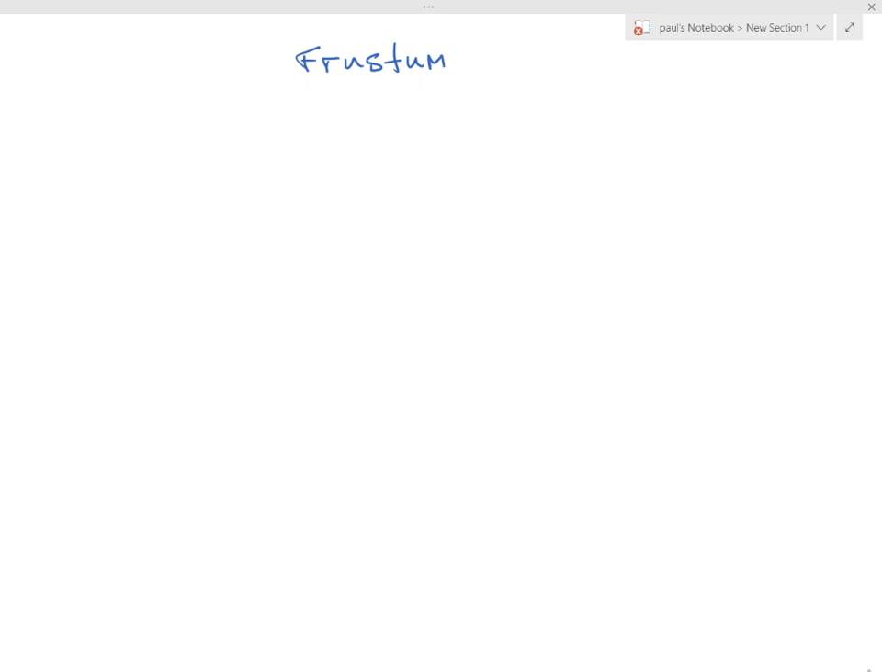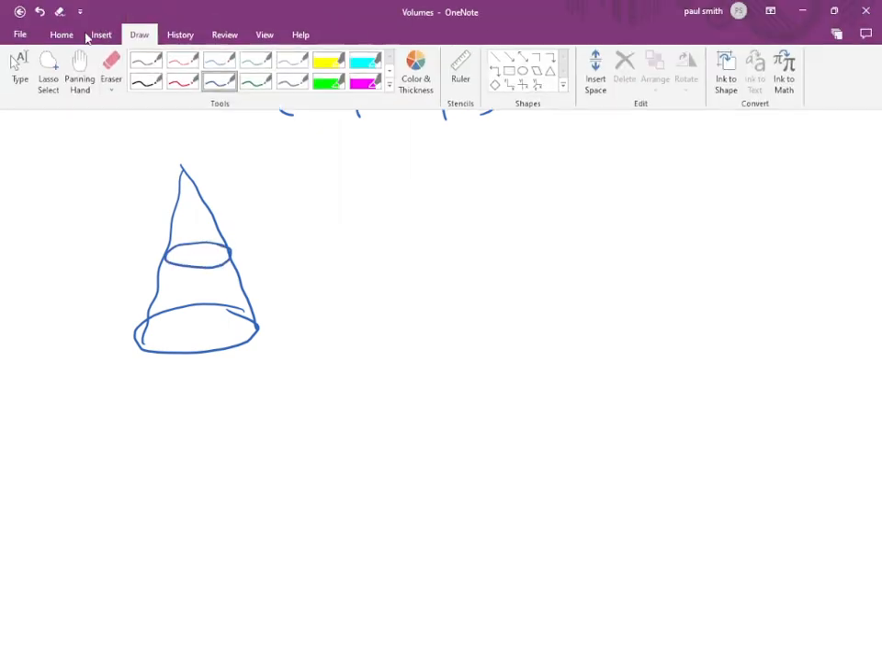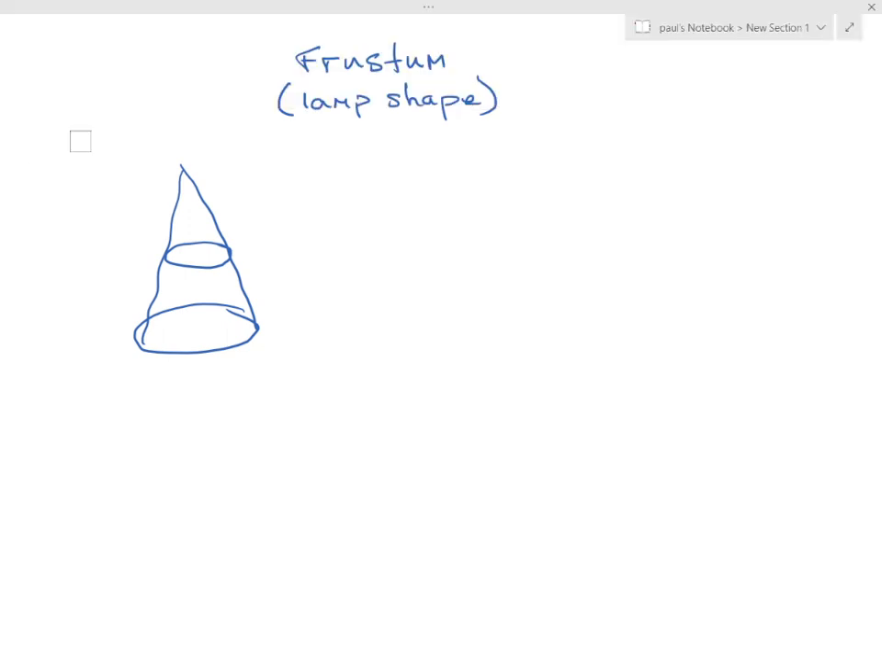Right. Now the last shape of this lesson was something called a frustum. A frustum is a sort of old lampshade shape. If we take a cone and we cut the top of the cone off, we are left with that shape, and that is the frustum, and we've got to work out volumes of frustums.